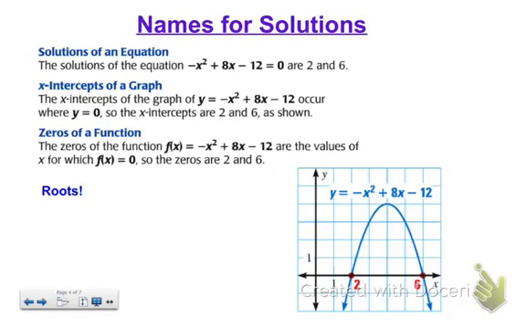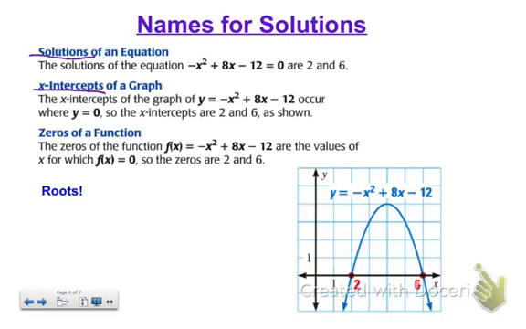The x-intercepts of the graph occur where y equals 0. Remember back with linear equations, when we found x-intercepts, we made y 0. So again, the x-intercepts are where this function, this equation, hits the x-axis. So far we have two names: solutions, x-intercepts. We also call them zeros. So zeros of a function, same thing. Where is the function, f of x or y, equal to 0?